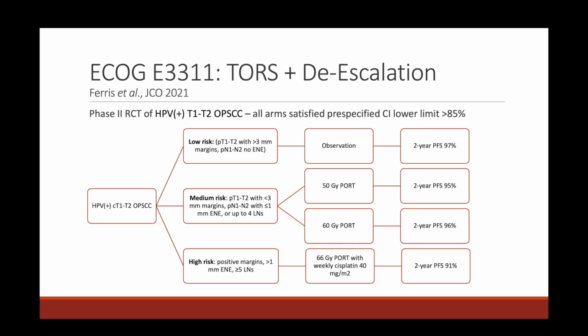And you can see that for the low and medium risk patients, their PFS was 95 to 97%. For the high risk patients, it was a little bit lower, but it was still above 85% on that lower limit of the confidence interval. It was 91%. So this trial is a promising trial for de-escalation in the post-operative setting. And the group that was really being de-escalated was that medium risk group where they were getting 50 gray instead of 60 gray post-operative radiation.